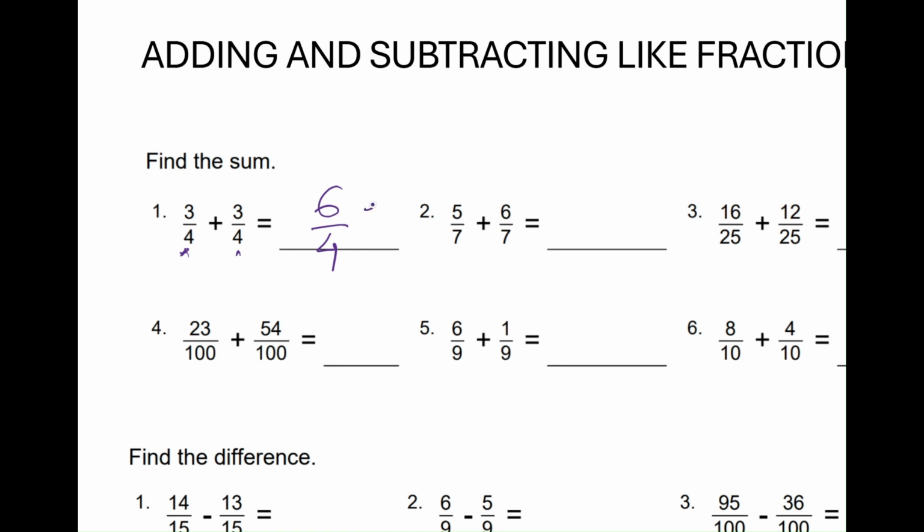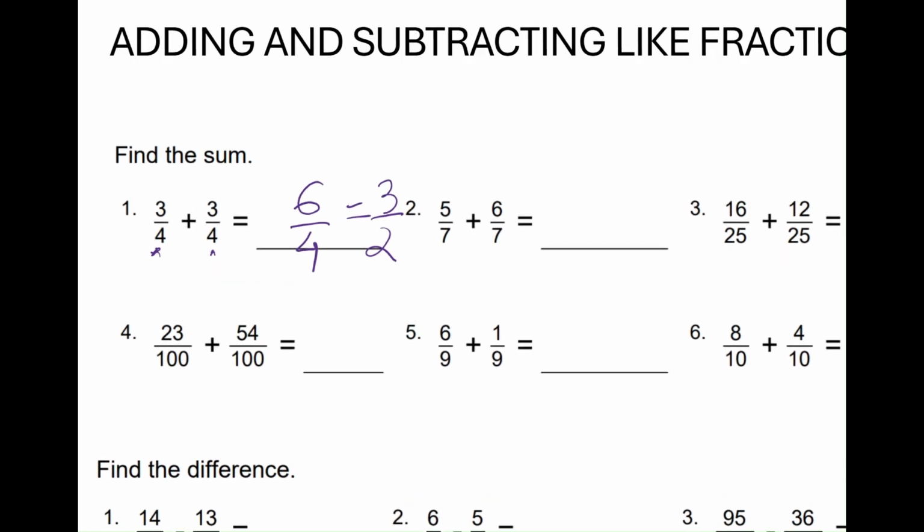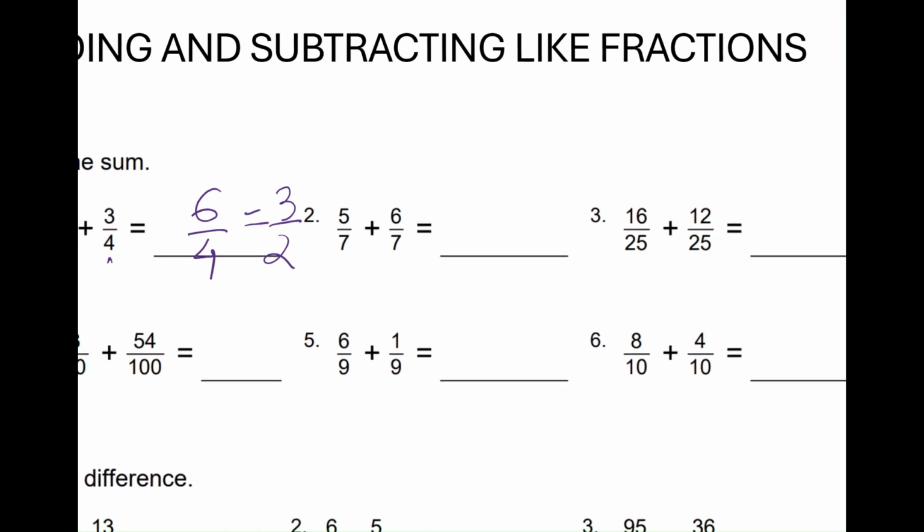You can simplify this. If you see the second question, the denominator is 7 and 7, same denominator. 5 plus 6 is 11. Add the numerators, and the denominator stays the same.